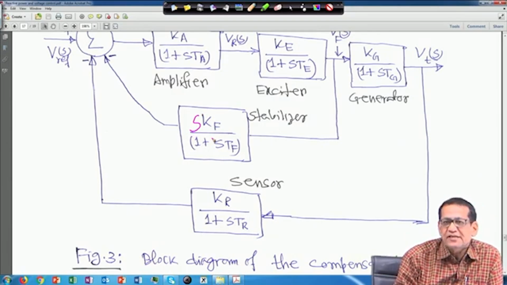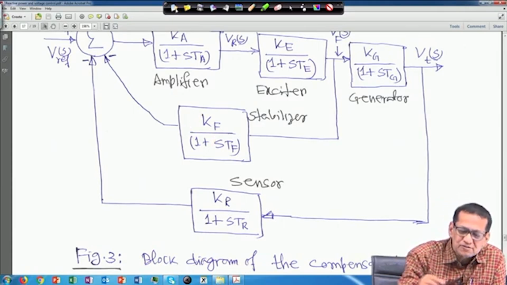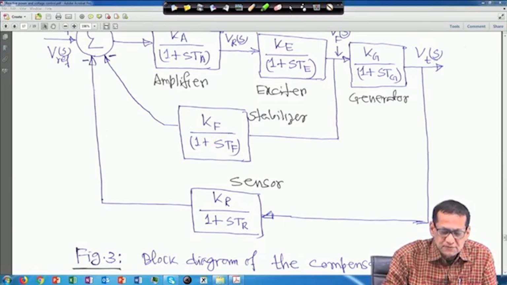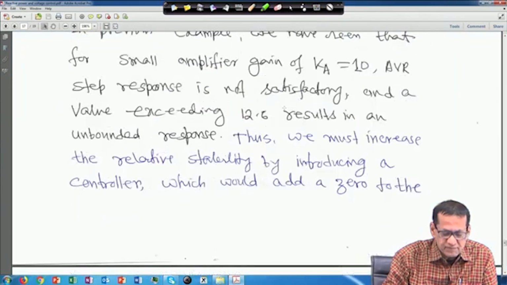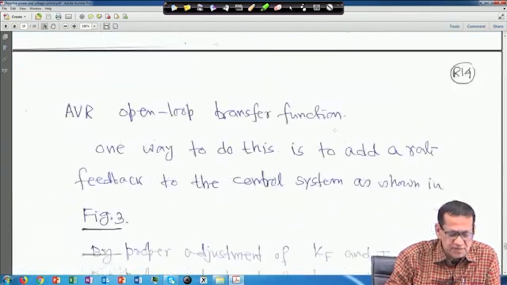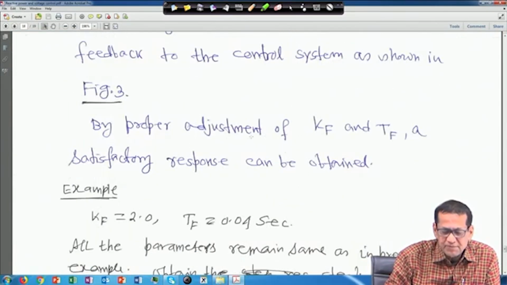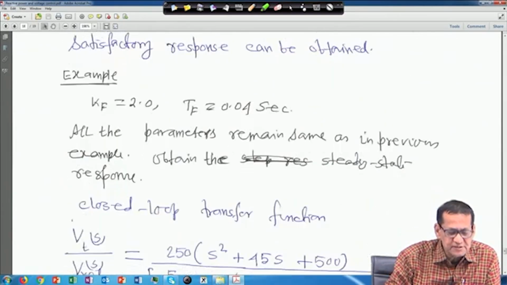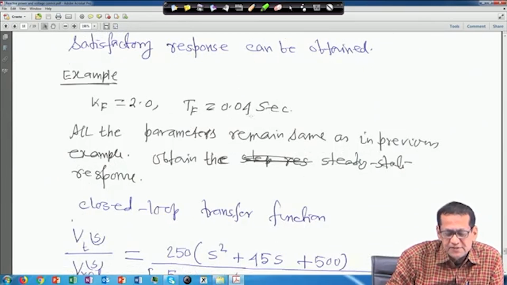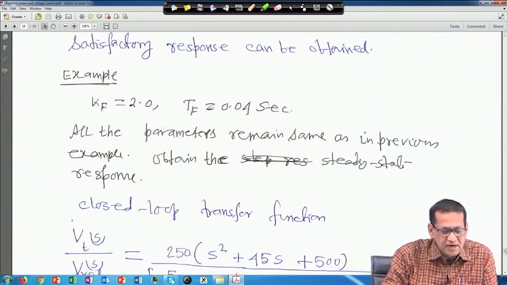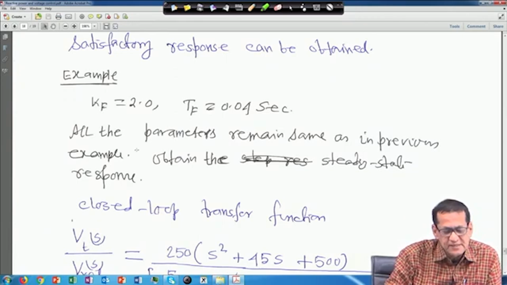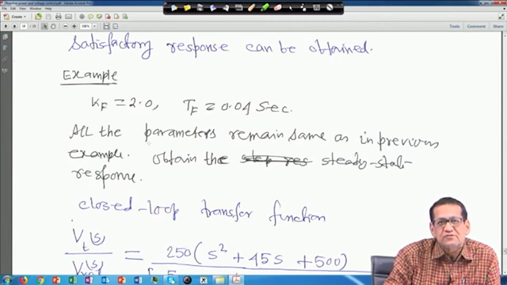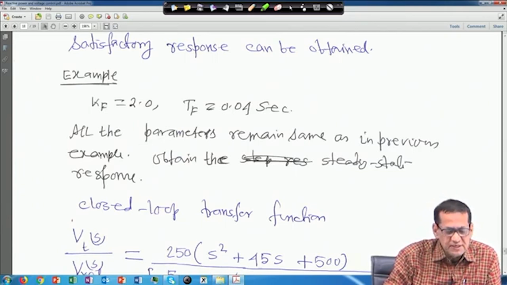I suggest that you see any book, it is a small 4-5 line derivation, but I am not putting it here. We should add a 0 to the AVR. One way, by proper adjustment of KF and TF, a satisfactory response can be obtained. For example, suppose Kf is equal to 2.0 and Tf is equal to 0.04 second. All the other parameters remain as in the previous example. Whatever parameters we considered are the same, only Kf equal to 2 and Tf equal to 0.04 second we have assumed.